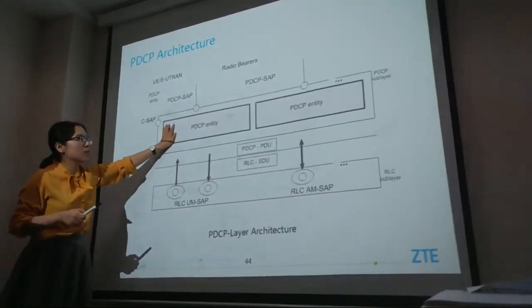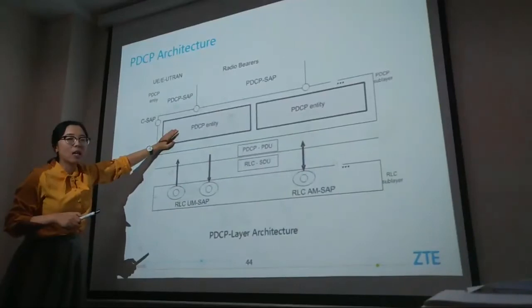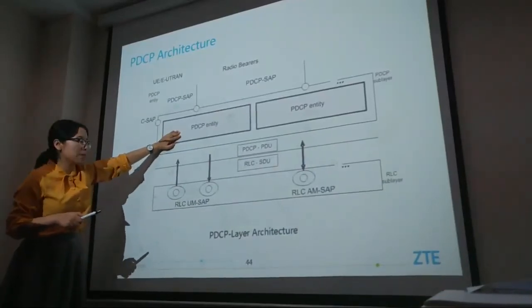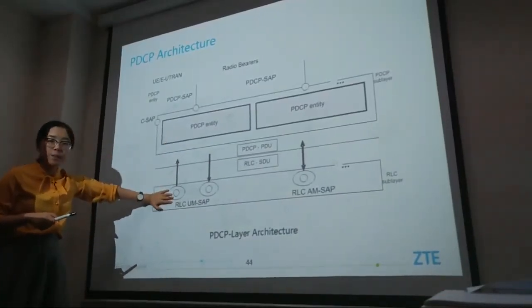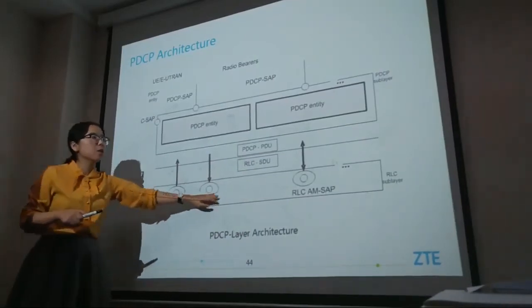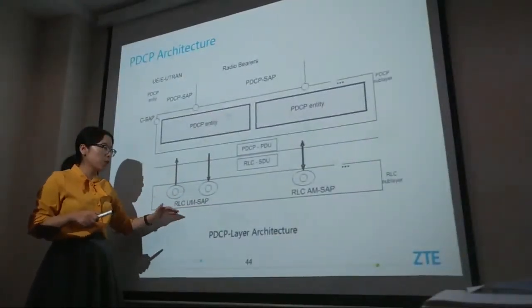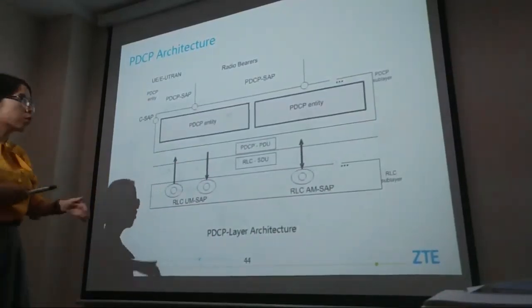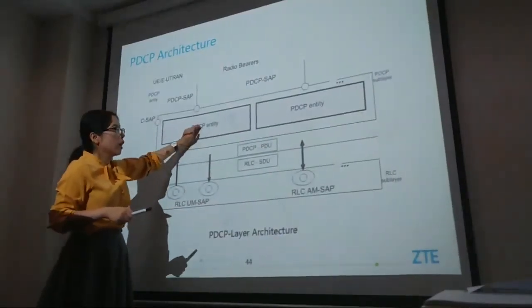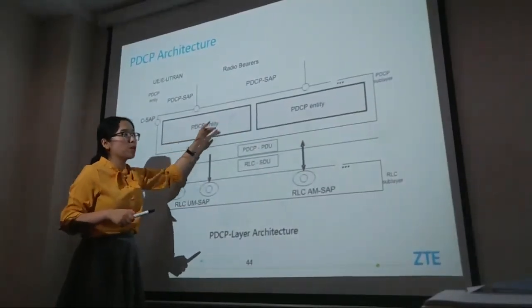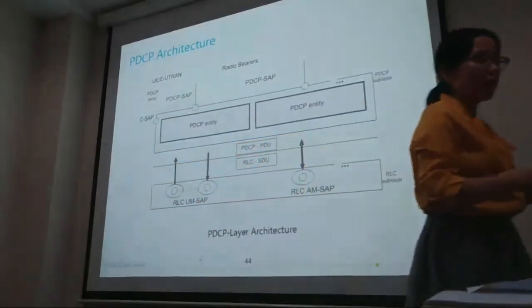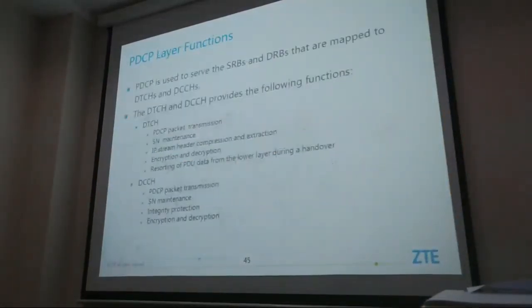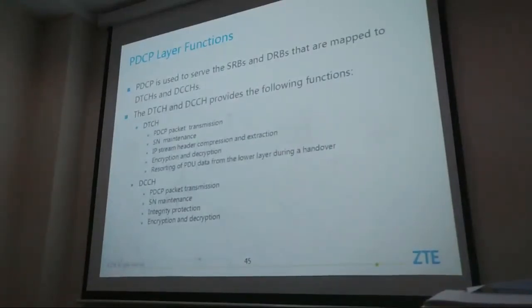When data arrives at the PDCP entity, it will map to the RLC entity. For RLC, we have the UM entity, AM entity, and the transparent entity. So the PDCP also maps to the RLC, and it also has several entities. For the different entities, if we transmit different information, it will have different functions.